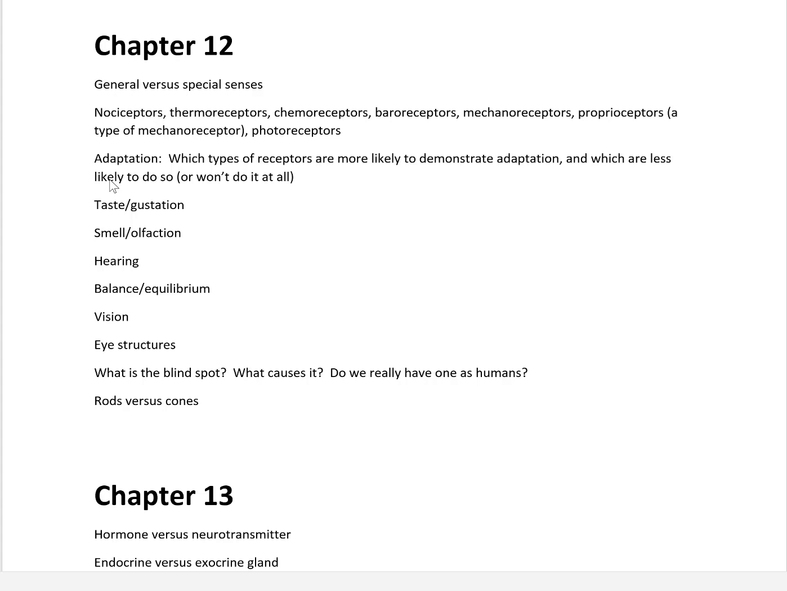I guess you could say photoreceptors do show some adaptation. You can get used to light that's a little too bright. But the receptors in your eyes don't quit working, or else all of a sudden you wouldn't see. So there are some receptors that are just always doing their job. It takes a lot to get them to stop doing their job, to adapt to a new environment, and some are going to respond really quickly, like your temperature receptors or taste receptors.